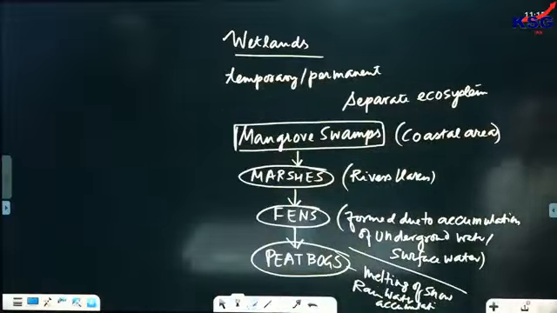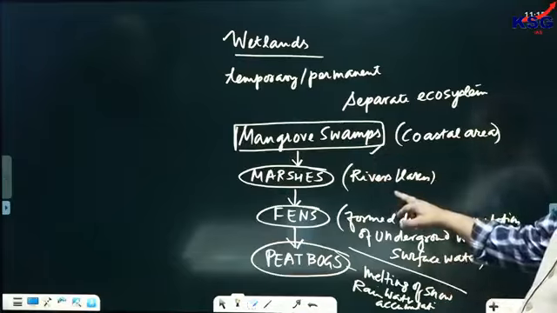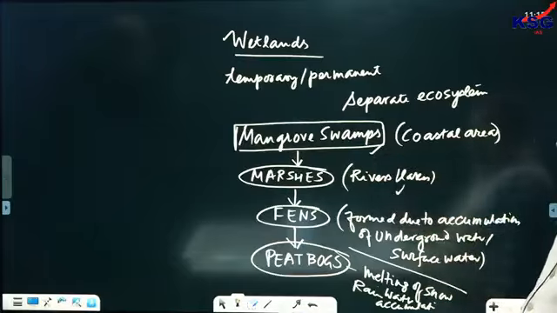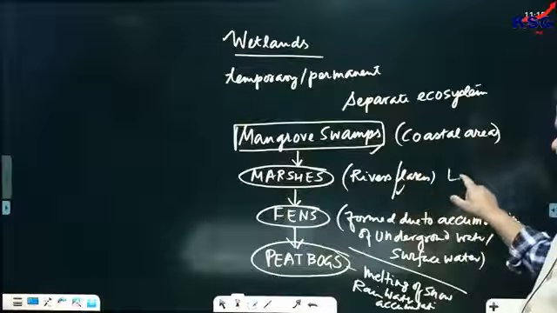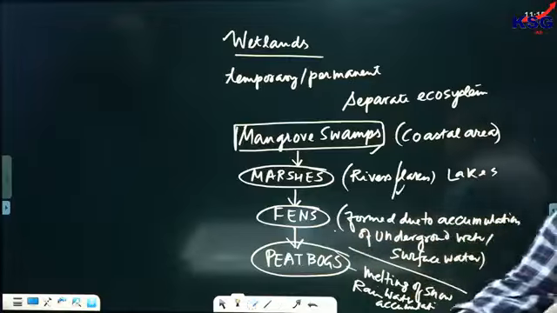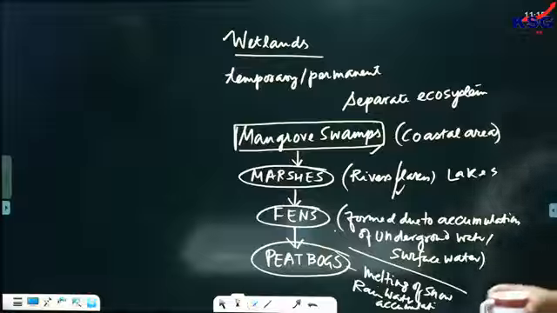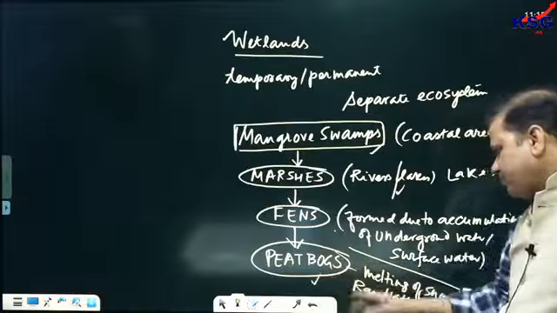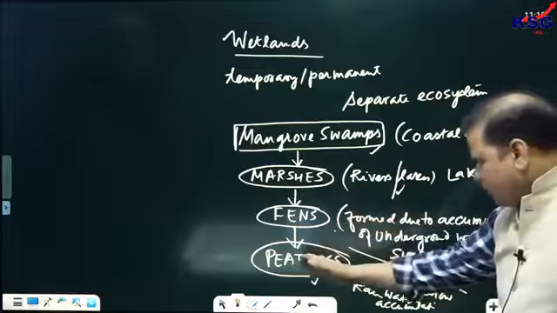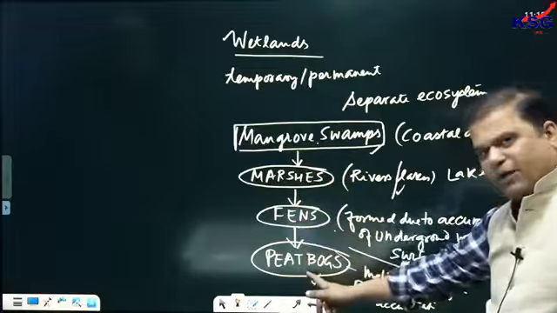So we can see maximum it is for mangrove swamps, which is present near the coastal area, followed by marshes, which is present near the rivers or the lakes, followed by fens, which is formed due to accumulation of underground water or surface water. After that, we can see the ecological productivity is maximum for mangrove swamps, followed by marshes, followed by fens, and then by peat bogs.